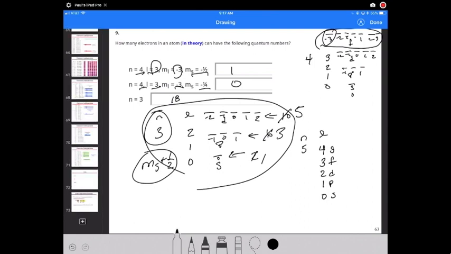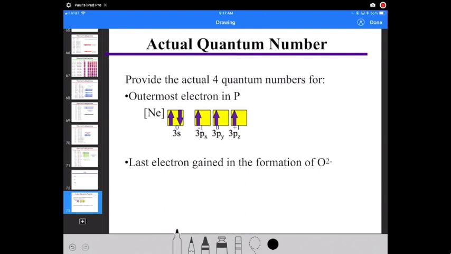Last little example. Provide the 4 quantum numbers of the outermost electron. In this particular case, so neon, 3s2, 3p3. Okay? All right. The 4 quantum numbers for the last electron, that is this one. The primary number is 3. It's in a p. What is the number for p? Is it 2? 3? 1? Okay, I'm all over the place now. It's 1.